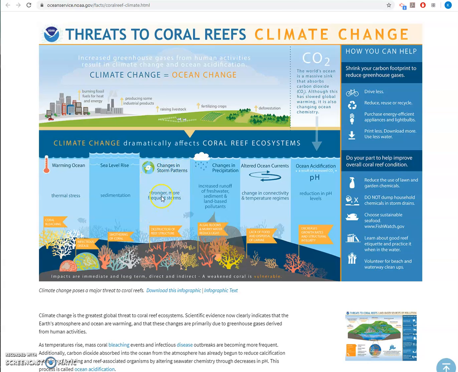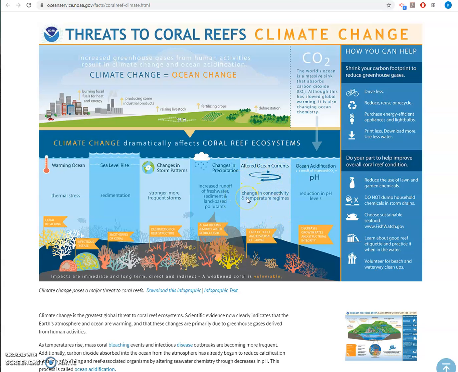It can cause it to bleach. They're under stress when there's a storm because there's lots of water moving and things are changing and their environment changes. It's like, when we put you on home instruction, you're like, holy crap, this is so different. Change in precipitation, right? The same thing with the storms, really. Like if you change the way the environment is around the coral, it's going to get stressed, it's going to get bleached. Altered ocean currents.